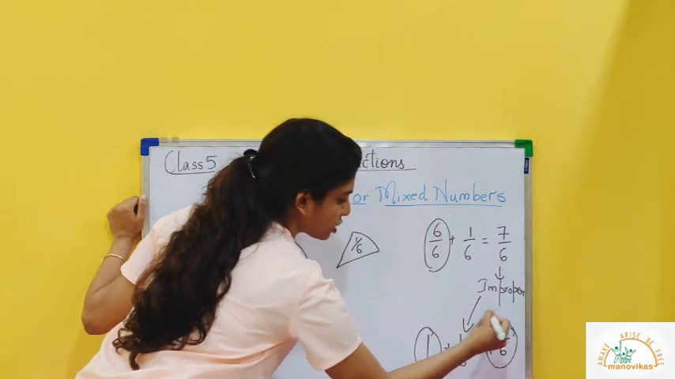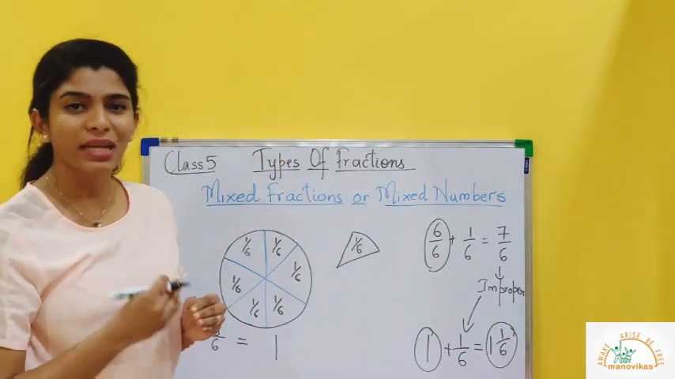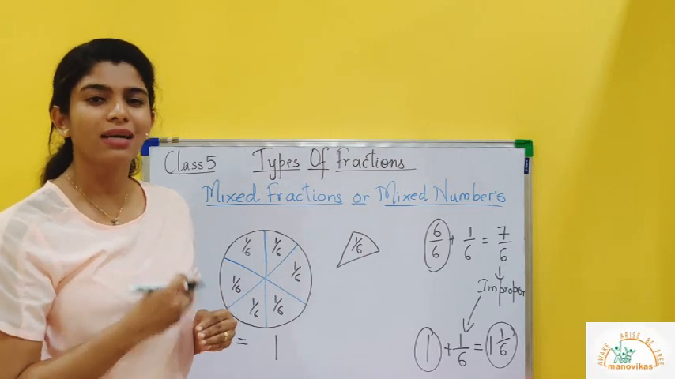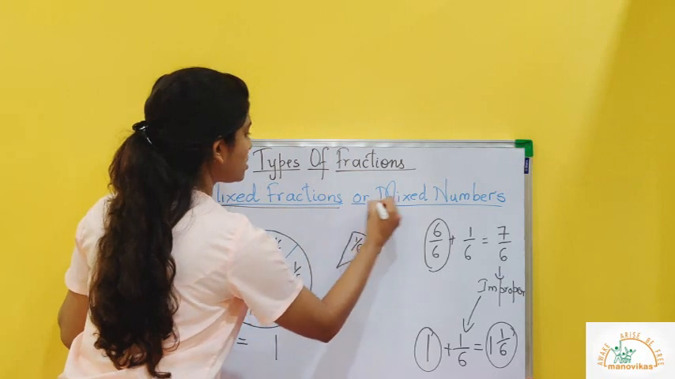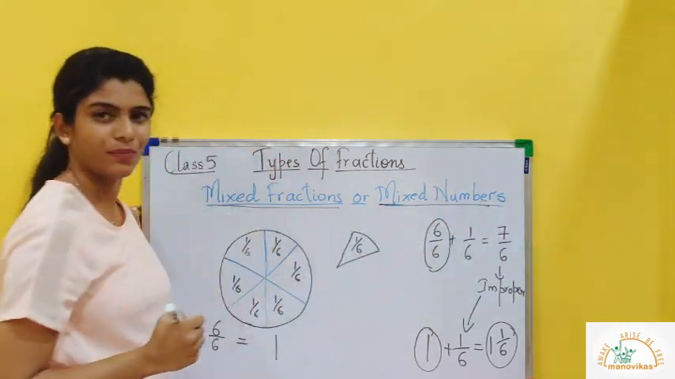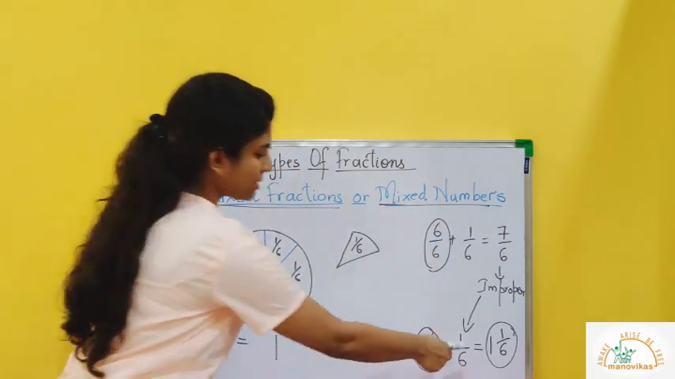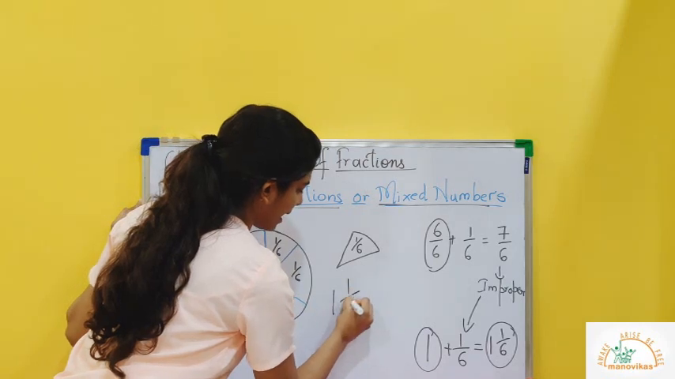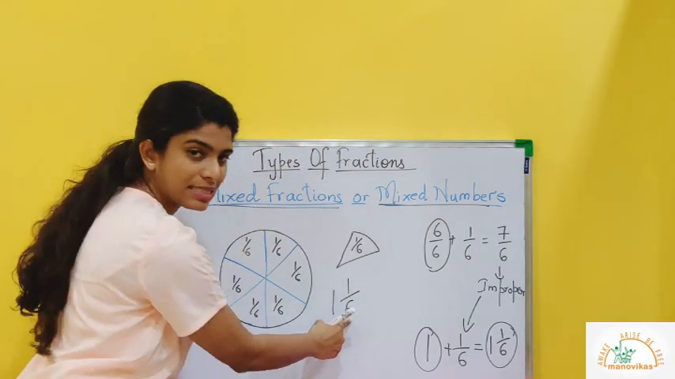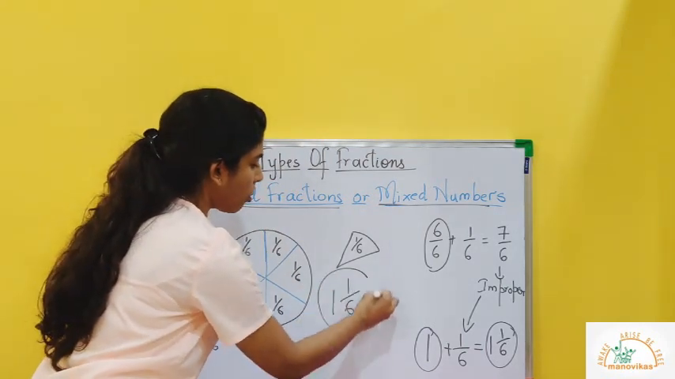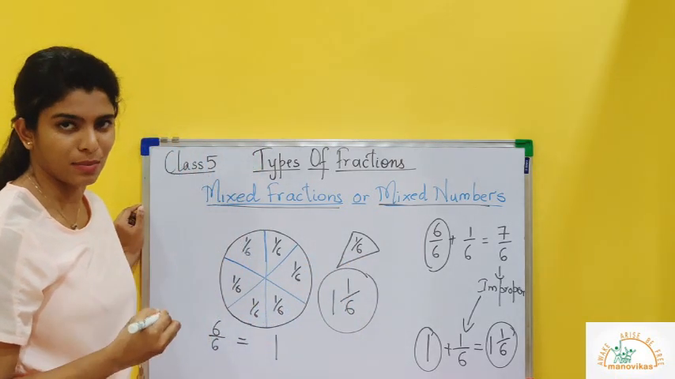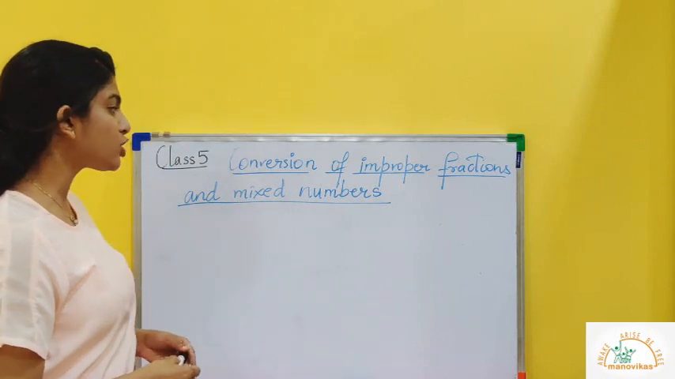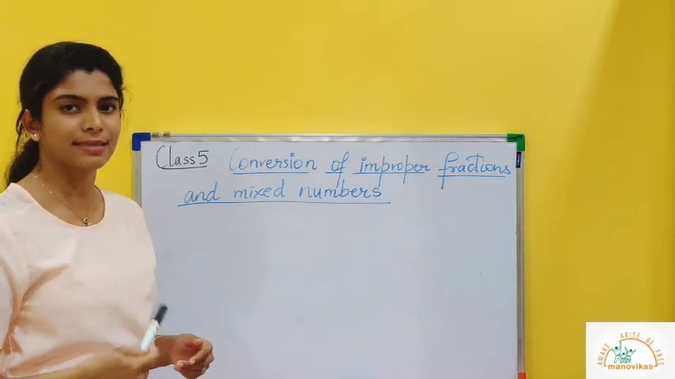So this fraction that we got, which is the combination of a whole and a fraction, is known as a mixed fraction or mixed number. Alright, so this type of fractions wherein I get 1 whole and 1/6 are called mixed fractions or mixed numbers. Now let's learn to do conversion of improper fractions and mixed numbers.